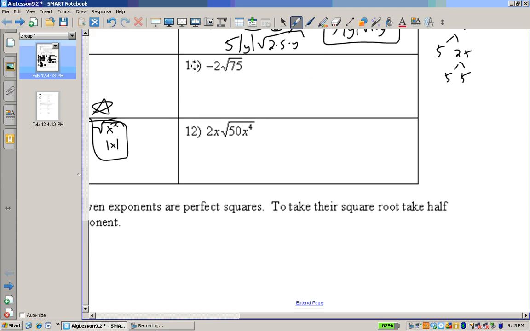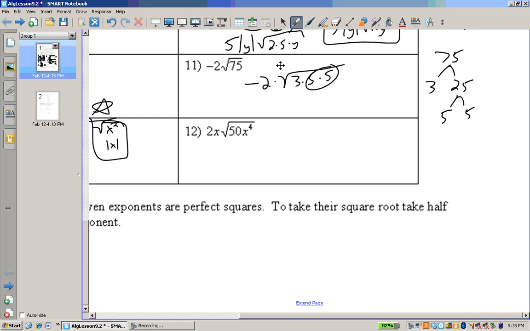All right. Number 11. Negative 2 times the square root of 75. So negative 2 times, and now let's break that down. 75 is 3 times 25. 25 is 5 times 5. We have 3 times 5 times 5. 2 of them pull out, so we have negative 2 times 5 times the square root of 3. And we can simplify this. Negative 2 times 5 is negative 10. And there we have it.